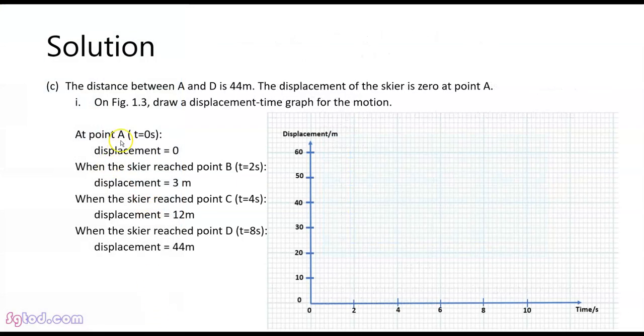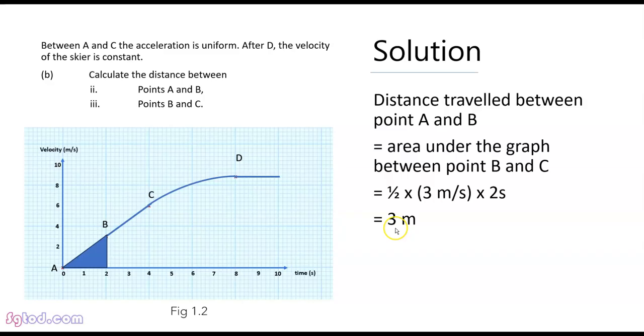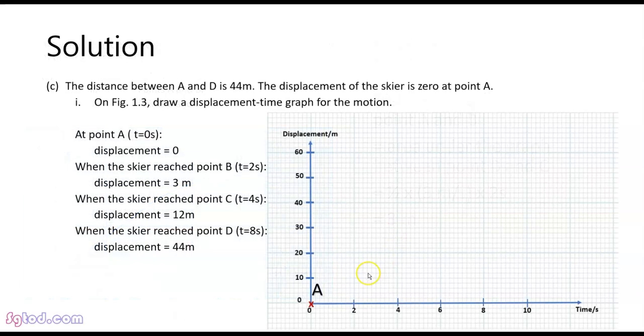At point A, since we are told that its displacement is 0, then the point on the displacement time graph is here. Next, for point B, remember that we have previously computed that the distance travelled between A and B is 3 meters, then this is the point on the graph.